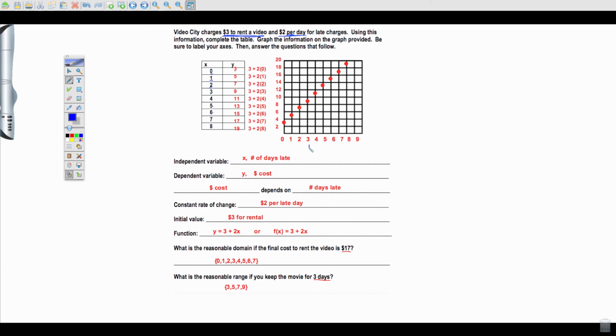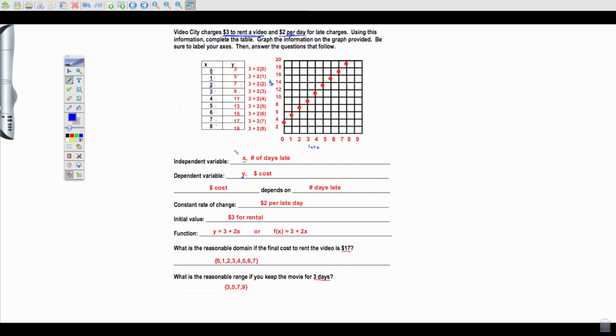I got my axis labeled. Down here, I should put late days. And up here, this right here is the money. All right. Independent variable. Remember, independent's your X, dependent is your Y. Independent variable X. What did X represent? It represented the number of days late. Okay, your dependent, your Y, that's your cost. That's your money.